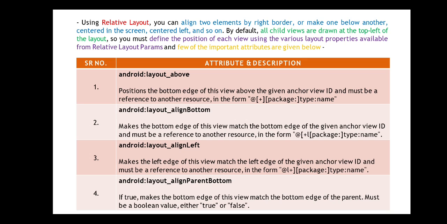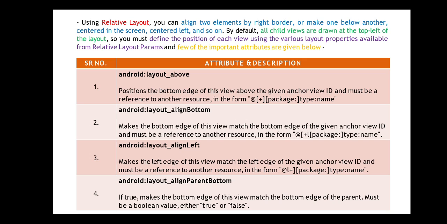One is Android layout above. It positions the bottom edge of this view above the given anchor view ID and must be a reference to another resource in the given syntax. Next is Android layout align bottom, which makes the bottom edge of this view match the bottom edge of the given anchor view ID and must be a reference to another resource in the given format. The next, Android layout align left, makes the left edge of this view match the left edge of the given anchor view ID and must be a reference to another resource in the given form.